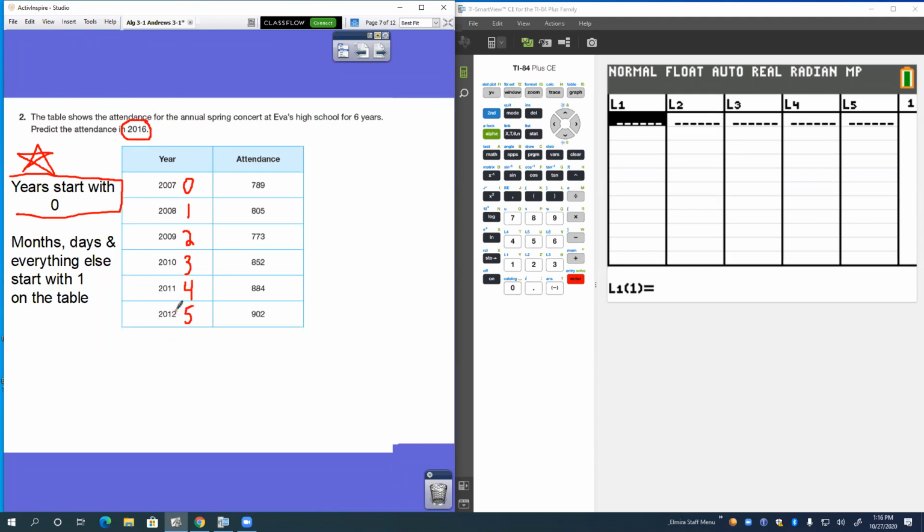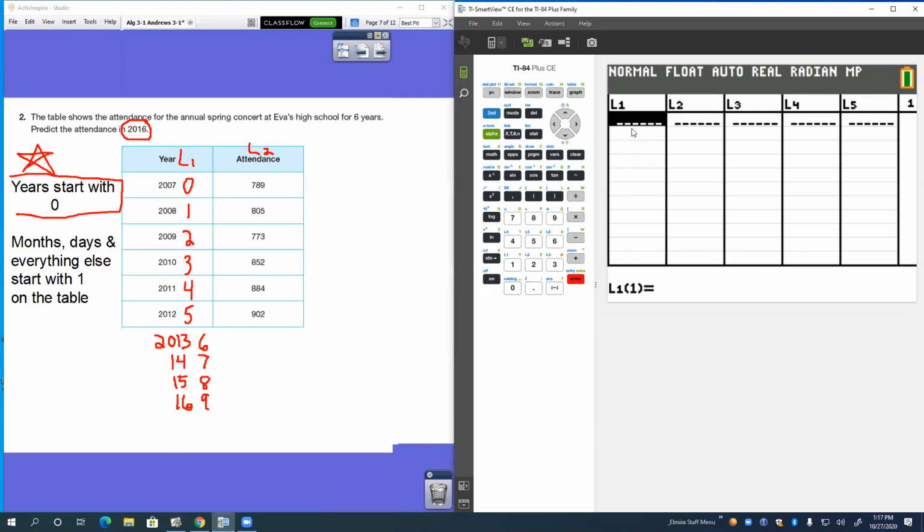Well, notice that our data table ends in 2012. We need to keep on going with that data table and make that data table longer. So 2013 is going to be number 6. 2014 is going to be number 7. 2015 is going to be number 8. And 2016 is going to be year 9. That's going to be important when we go to make our prediction. So those are the things in our L1. The attendance numbers are going to be in our L2.